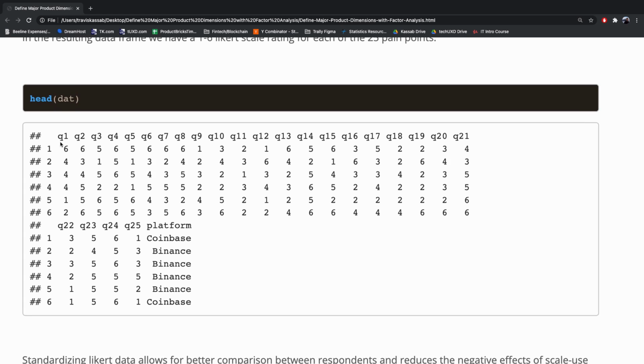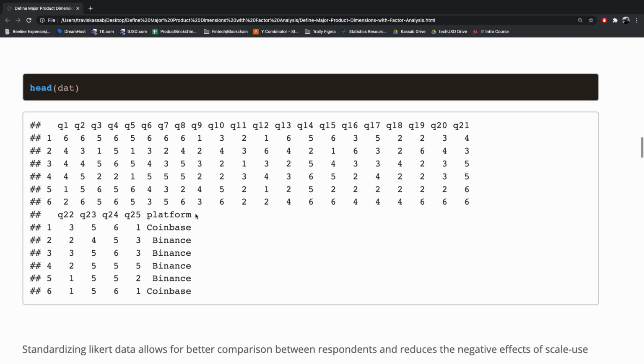So here's an example of the data that we get out here. We have 25 variables ranging from 1 to 6. These were all Likert scale questions, relevant or inaccurate to accurate. And then we have the platform that they're using. These are some of the current CCE platforms. We had respondents who use Coinbase, Binance, Kraken, just 3. And we stratified our sample across those so we could get more of a representative look at the current CCE landscape.